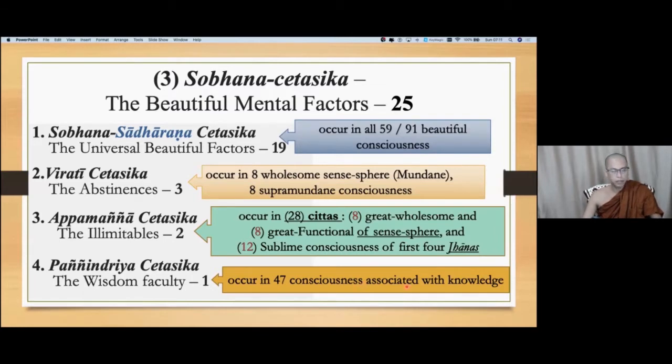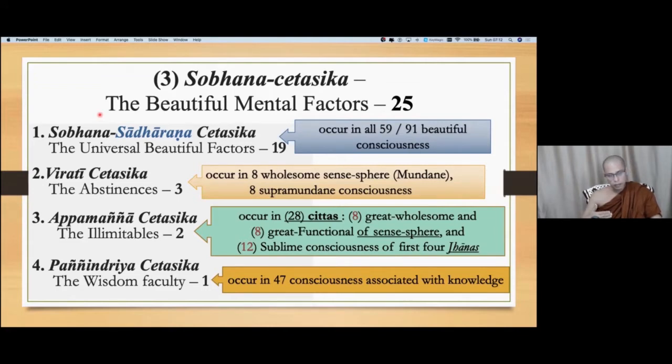Jnana sampayutta citta. So in this way, although the 25 consciousness are the same in the nature of beautiful, so they all are beautiful mental factors, they can be classified into 4 groups according to their respective nature and their associated consciousness. Their consciousness, they arise together. So these are the 4 groups of beautiful mental factors.